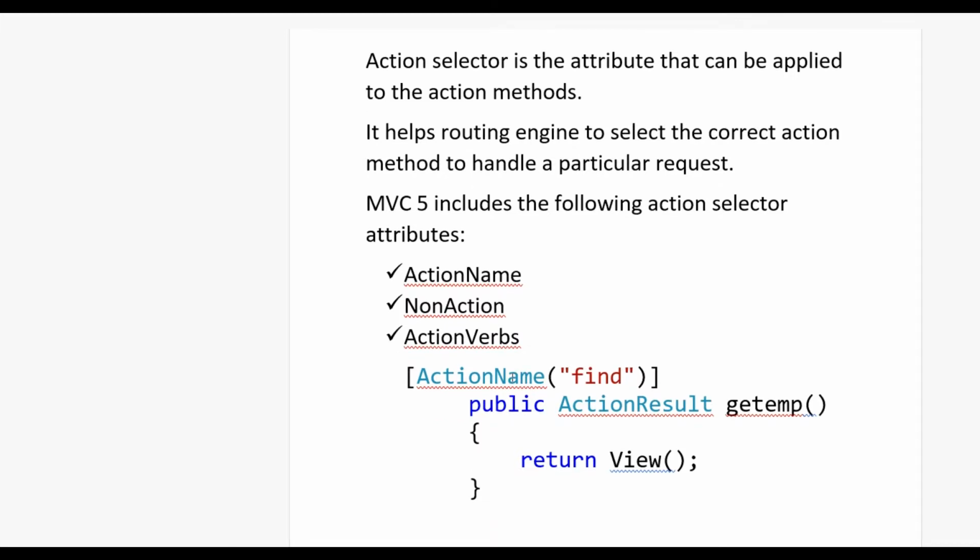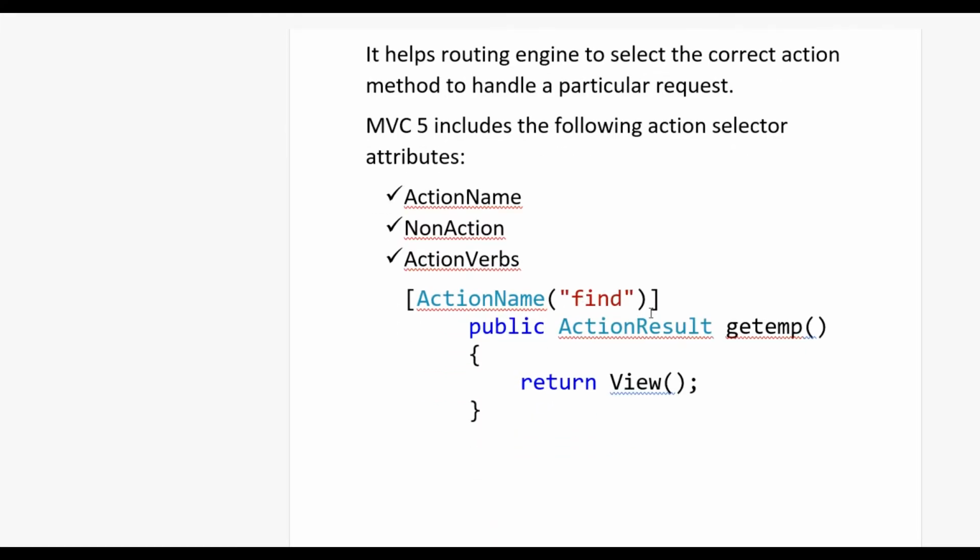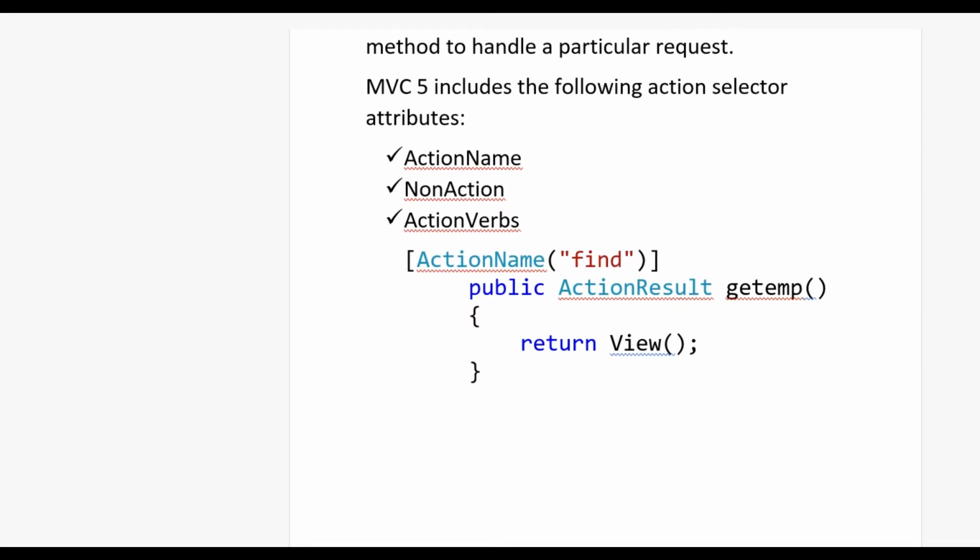See here, ActionName. If you define a method getemp, then we can change this method to an action name like find, action name find, and we can directly access it like product controller and action name find this way.